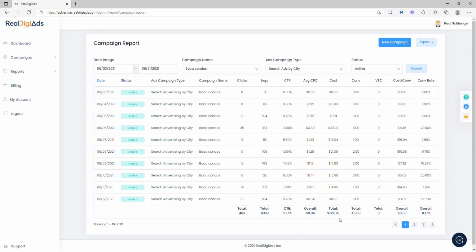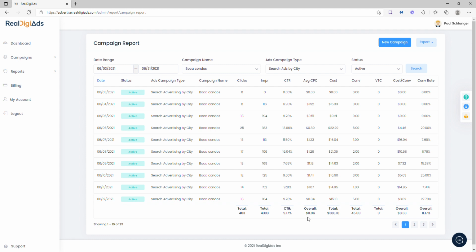We spent $388.18, which was well below our budget, received 45 conversions, at a cost of $8.63 per conversion, and our overall conversion rate was 11.17%. Our average cost per click was 96 cents, which is unheard of. If you know of anyone that does lead generation with Google Ads, ask them what their cost per click is. The longer you advertise, the better your results should be.